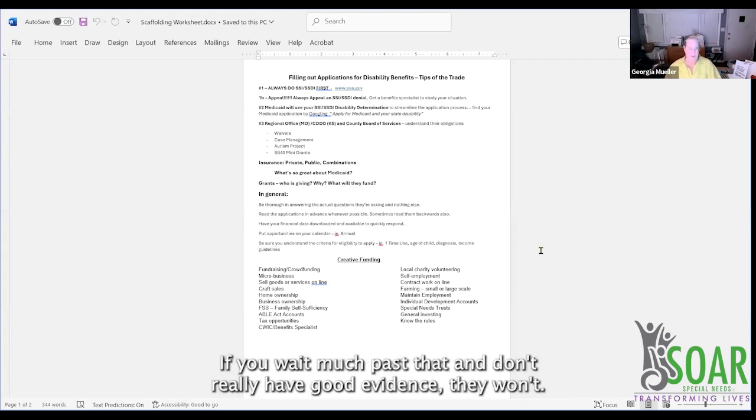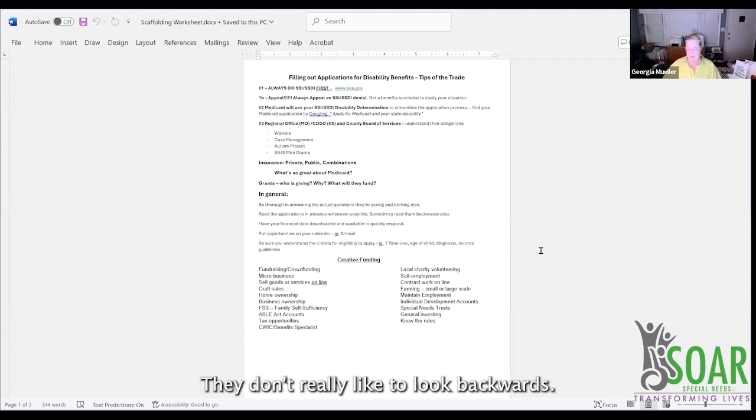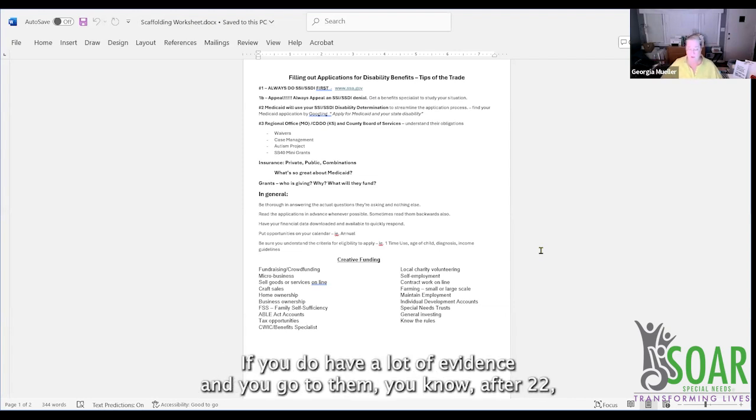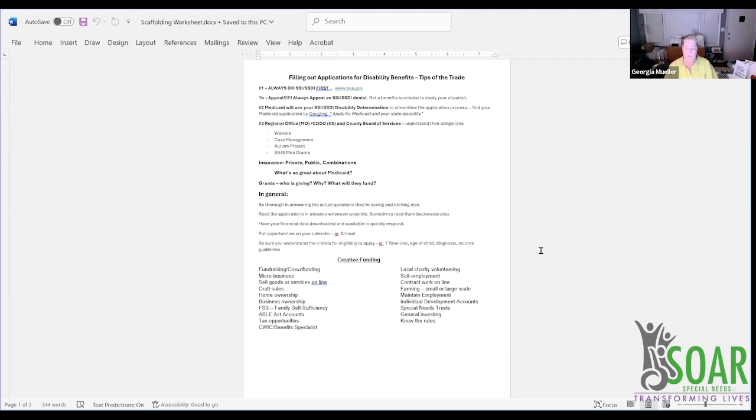If you wait much past that and don't really have good evidence, they don't really like to look backwards. If you do have a lot of evidence and you go to them after 22, they will go ahead and try to shore that up. But it's not a guarantee. It's harder to make that happen.